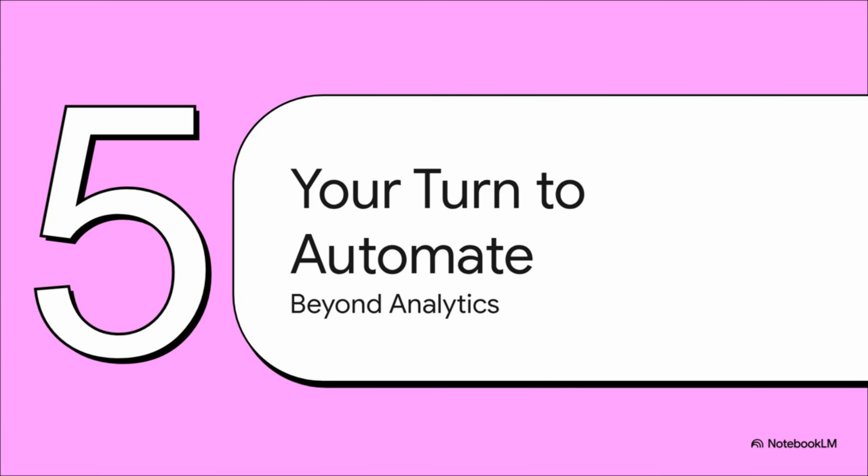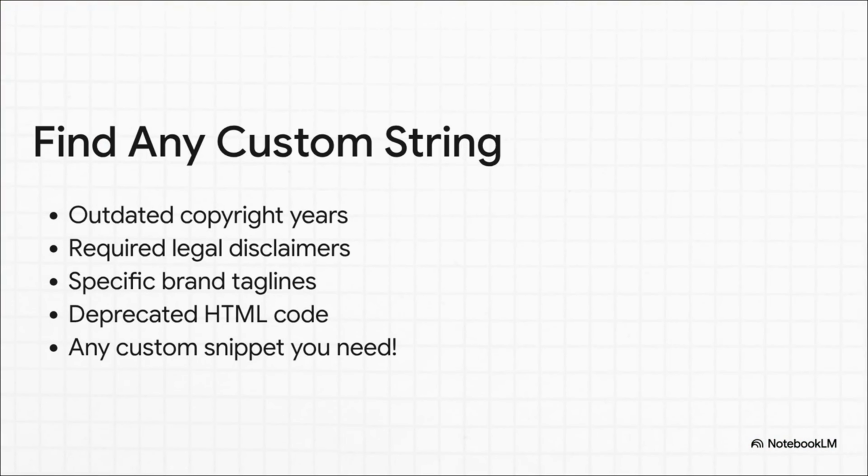So now that you've got this awesome framework, let's think a little bigger. This script isn't just for checking Google Analytics tags. It's a super versatile tool you can use for all kinds of website maintenance. And this is where it gets really, really powerful. You can customize this script to find pretty much any string of text you want. I mean, think about it. You can check for outdated copyright years in your footers, make sure a legal disclaimer is on every single page, or hunt down old retired brand taglines. All you have to do is change that one little search string.